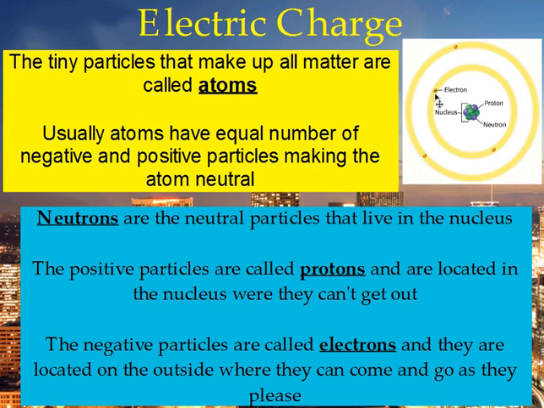These are the only ones that are going to move around. So when we start talking about the transfer of charge, the electrons are the ones that move from one object to the other. Protons and neutrons do not move at all.